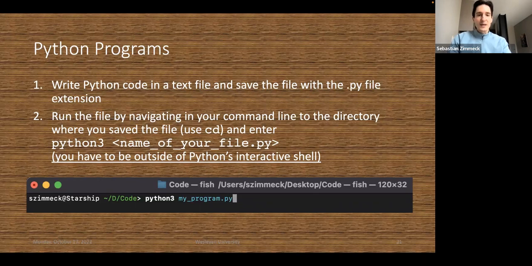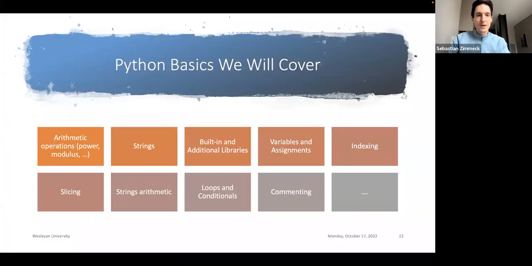Here is the summary again. Write Python code in a text file, save the file with the .py file extension, run the file by navigating in your command line to the directory where you saved the file. You can use the cd or change directory command, and then execute your program with the command python3, name of your file.py. You have to be outside of Python's interactive shell, otherwise it will not work.